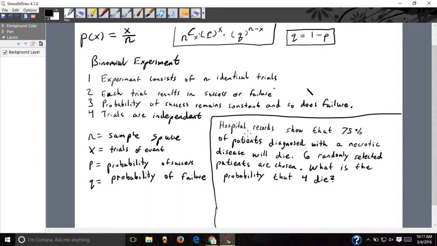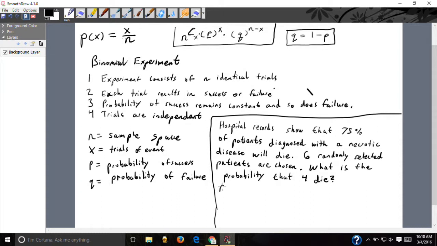A hospital records show that 75% of patients diagnosed with a necrotic disease will die. Wow, morbid problem already. 6 randomly selected patients are chosen. What is the probability that 4 die? Alright, so first thing I need to know is, what is my sample space? That's the first question we always need to ask in statistics. What is the sample space?